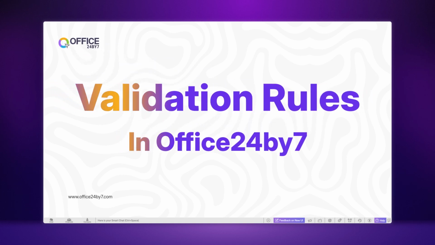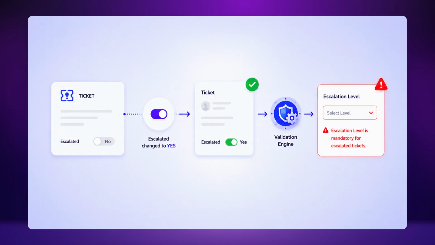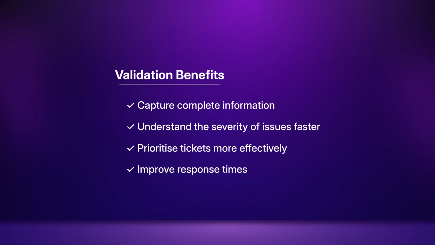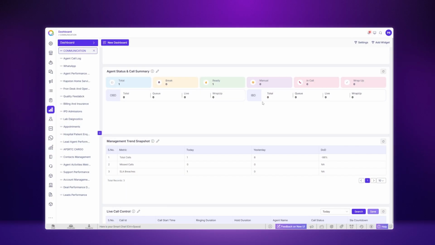In this video, I'll show you how to configure a validation rule in the tickets object. We'll create a validation that ensures whenever a ticket is marked as escalated, the user must also provide the escalation level. This simple validation helps support teams capture complete information, understand the severity of issues faster, prioritize tickets more effectively, and improve response times. Let's get started.